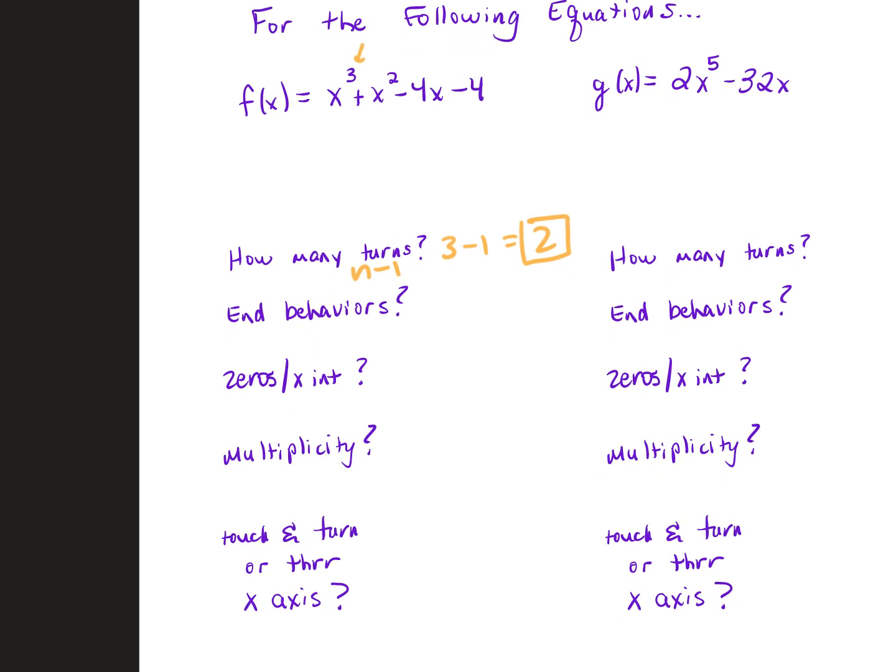To find the end behavior, what do I need to look at? The highest exponent, is that even or odd? It's odd, so do they go in the same direction or opposite? Opposite, and is it positive or negative? Positive, so what's my right arrow going to do? Right arrow goes up. What about the left one? Left one goes down because they go in opposite directions. So this falls left and rises right.